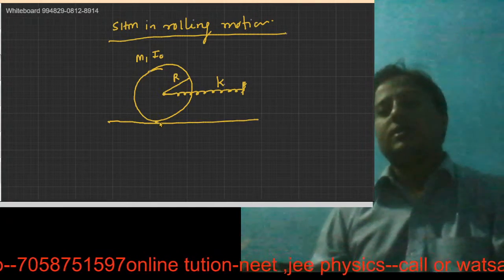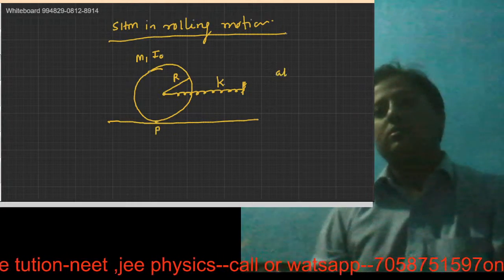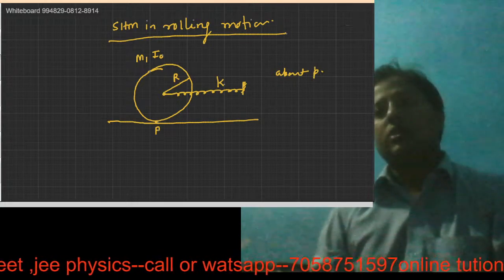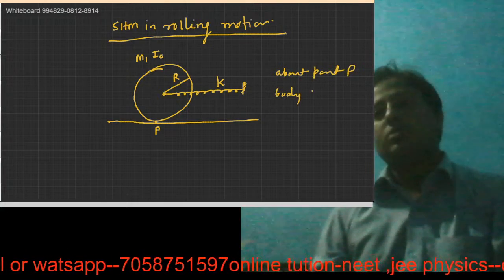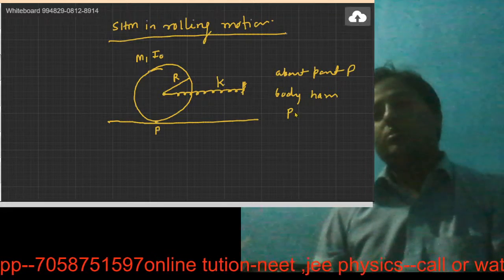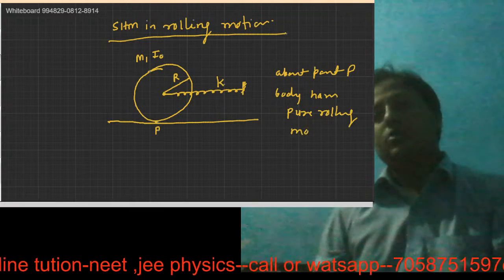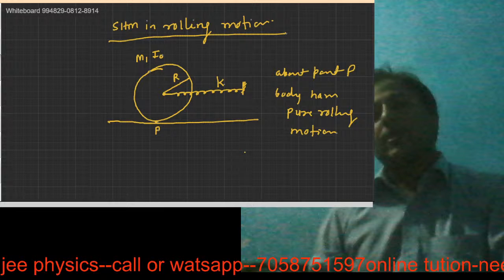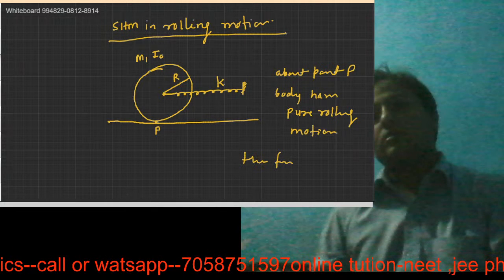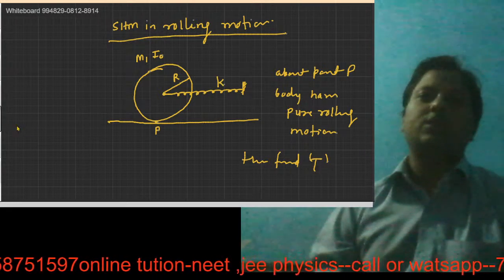The body moves such that about point P, the body has pure rolling motion. Then we have to find the time period of the motion.